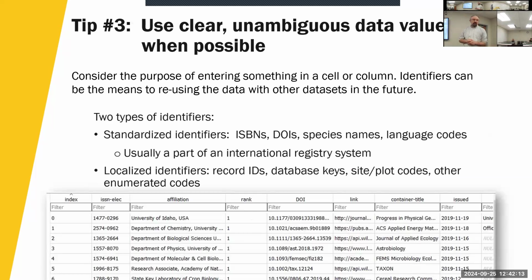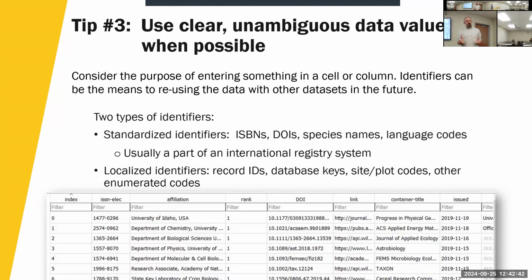Tip number 3 is to generally try to use as clear, unambiguous data values as much as possible. Often when we construct data sets or files and put stuff in spreadsheets, we use things that are personally recognizable and identifiable. These are things that you know what they mean, and maybe a partner of yours knows, but maybe nobody else would know what they mean.